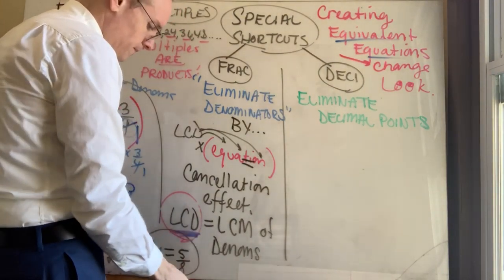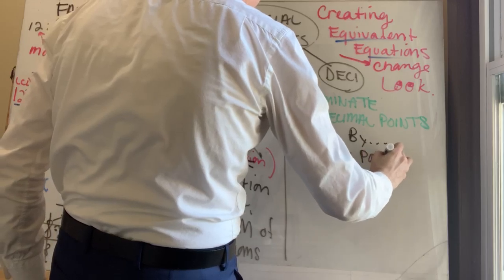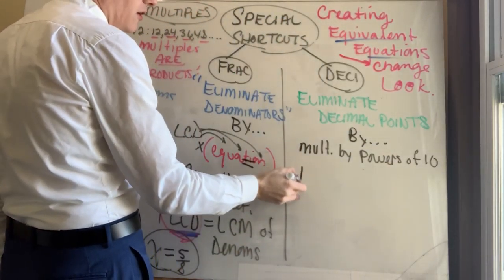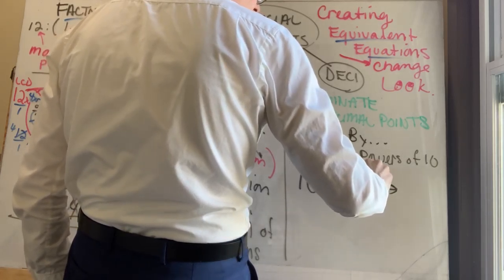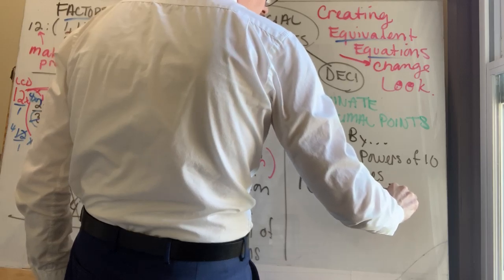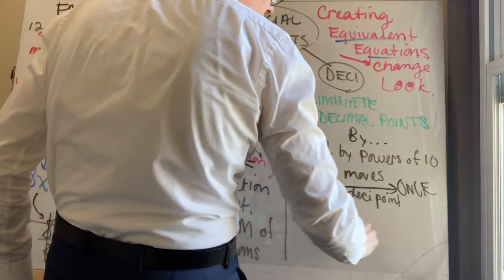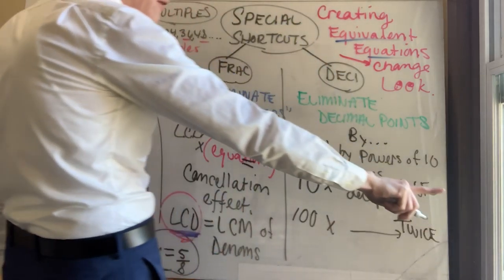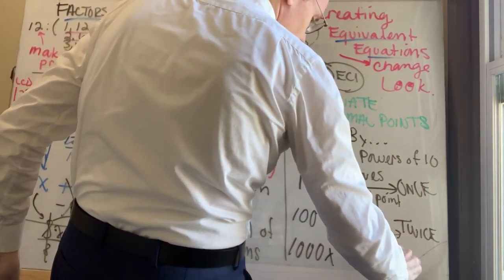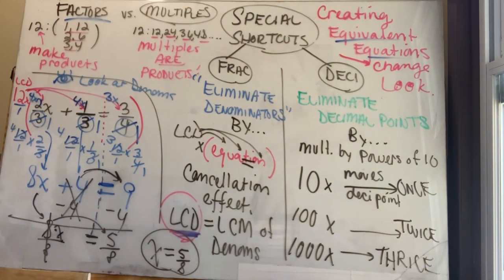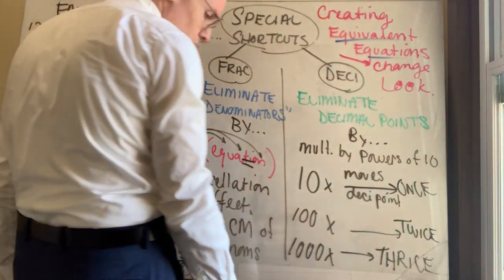You're going to basically multiply by powers of 10. Here's the effect. If you multiply by 10, technically 10 to the first, the effect is that it moves the decimal point once towards the right. If you multiply by 100, it moves it twice to the right. If you multiply by 1,000, which is 10 to the third, it's going to move it three times. It's like that into infinity, and it's always to the right when you multiply by a power of 10. If you divide by a power of 10, it moves it to the left. We're not doing that.